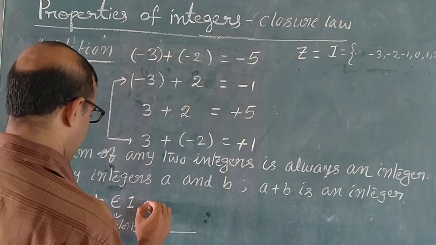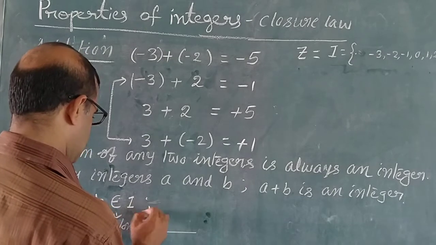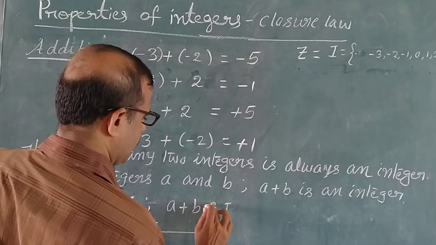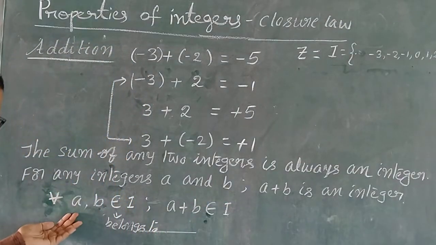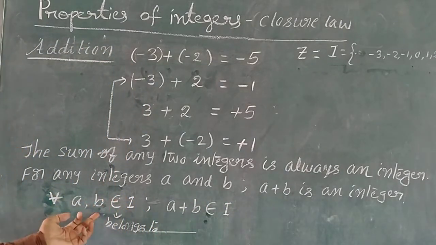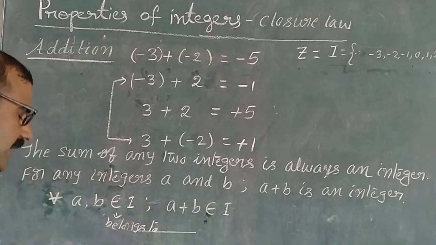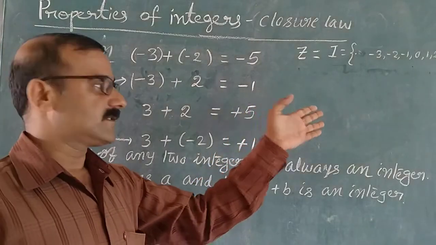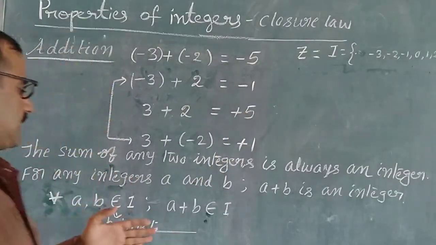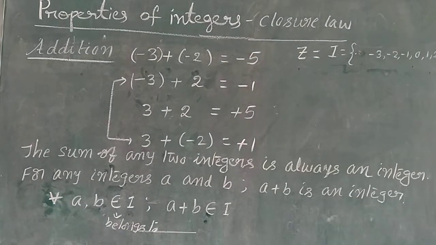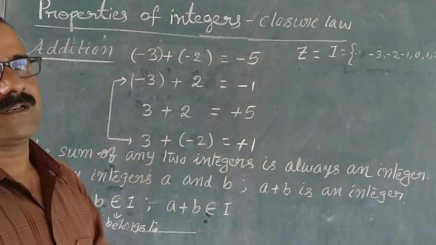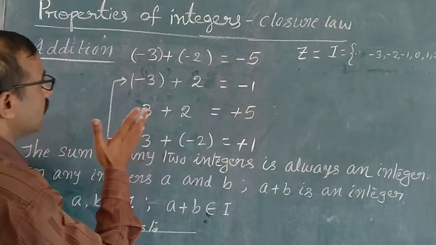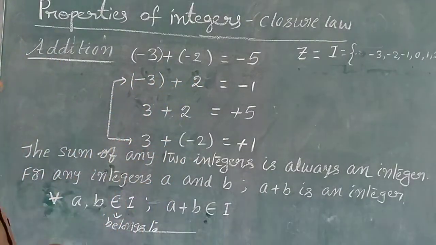Therefore, that implies a plus b belongs to I. So a is an element in the set of integers I. b is also an element in the set of integers I. Then a plus b, the sum, is also an integer in the set of integers. This is called closure law with respect to addition. So closure law with respect to addition is satisfied, children? Yes, it satisfies.